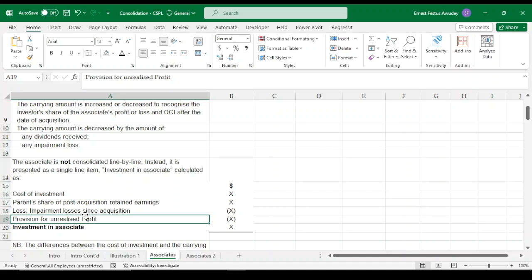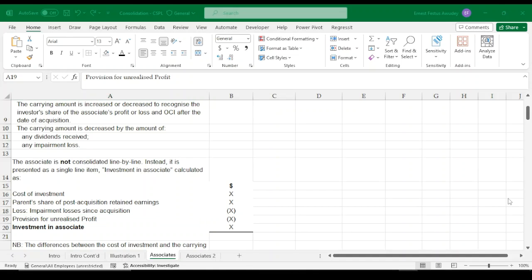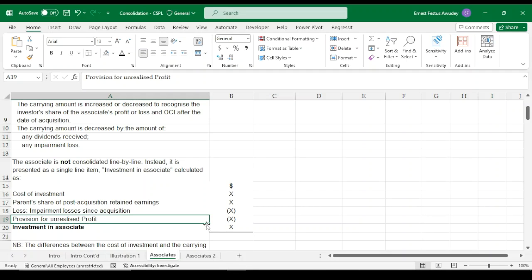And then you also less provision for unrealized profits, where a trade took place between the associates and the parent. All right, so that is what we have here. As I said, when we get into the calculations, you will understand even more. All right, so this is what we mean by the equity method.